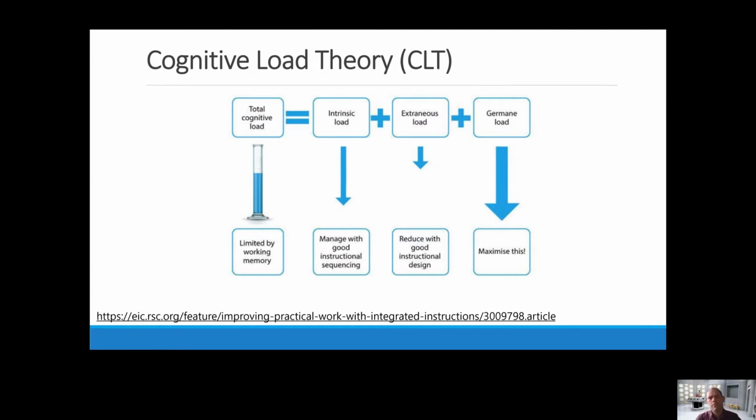Where I came from in terms of developing integrated instructions was this idea of how do we make instructions simpler? How do we make instructions less overwhelming, reduce extraneous load to make students able to engage better with the practical work, get into this idea of having their minds on during the practical work as well as hands-on.